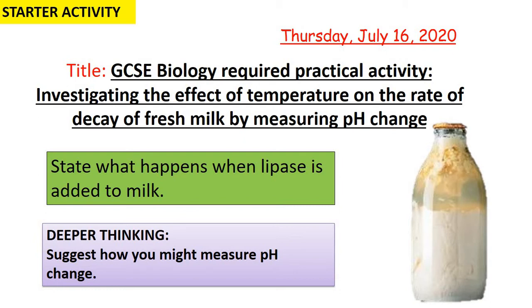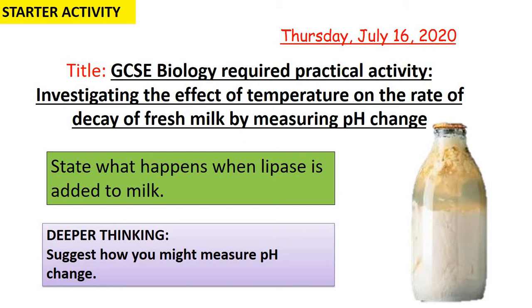So our title here is the required practical activity, and our investigation title is investigating the effect of temperature on the rate of decay of fresh milk by measuring pH. I prefer to have it as a question, so you might have had it as a question as your investigation title. How does temperature affect the rate of decay of fresh milk by measuring pH? You could turn that into a question if you wanted to.